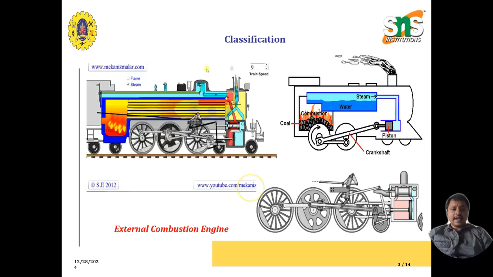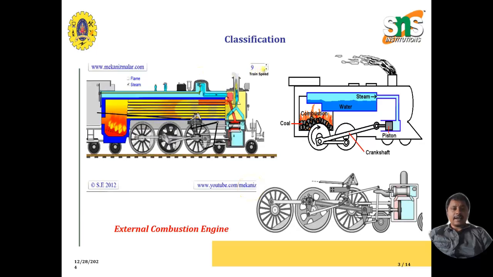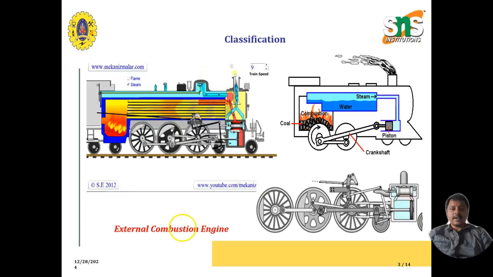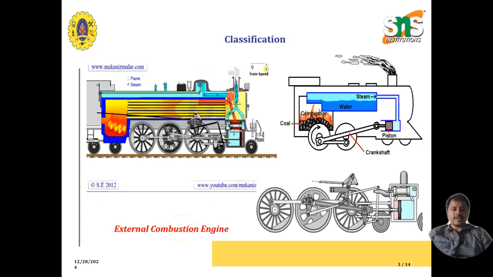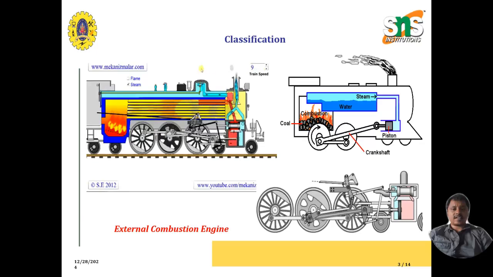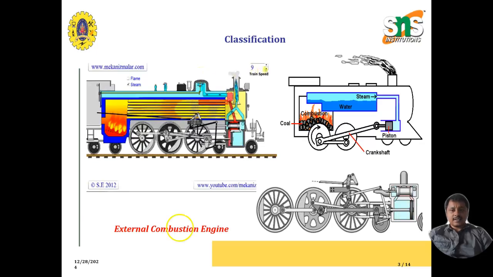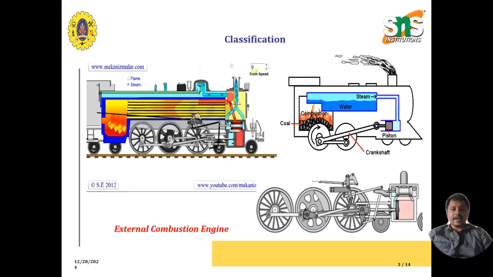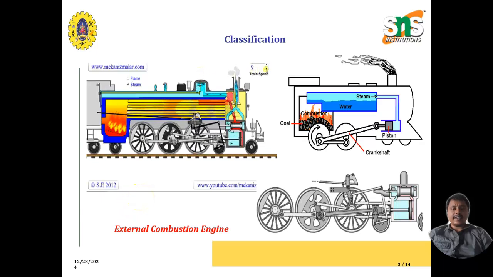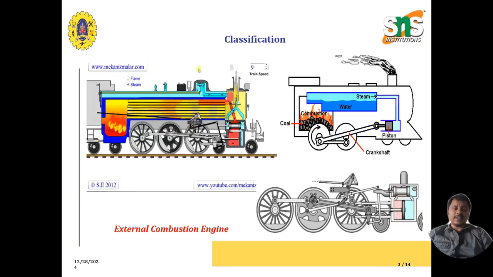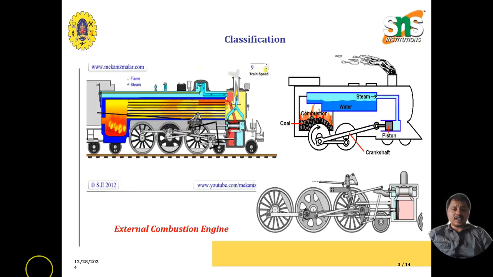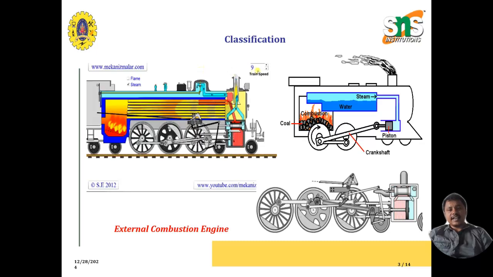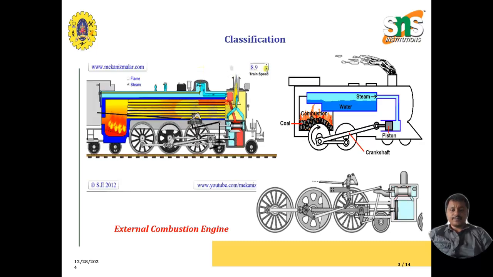Before going into the internal combustion engine, we must know about the external combustion engine. Here you can see the image that animates the external combustion engine. Yes, the steam engine is one example of the external combustion engine. Here the combustion, that is the burning, takes place outside the engine. So that is why it is called the external combustion engine. Whereas if the burning takes place inside the engine, then it is called an internal combustion engine.